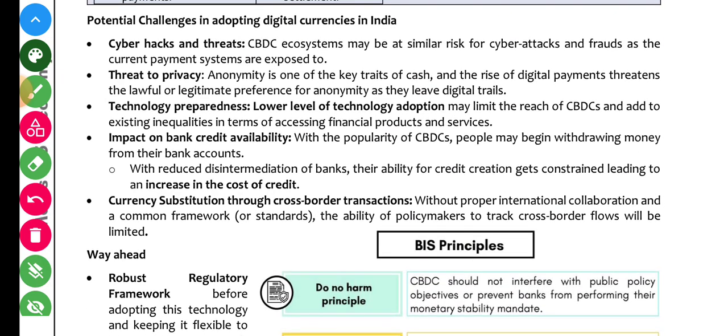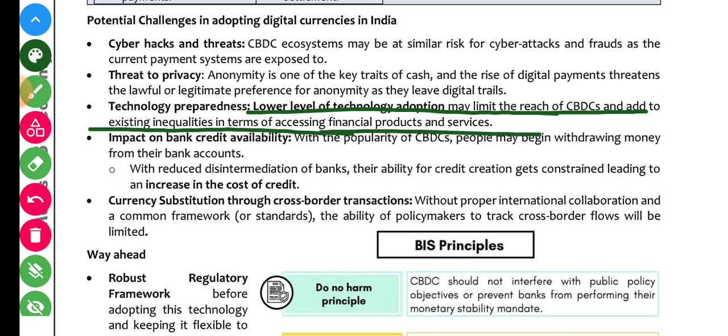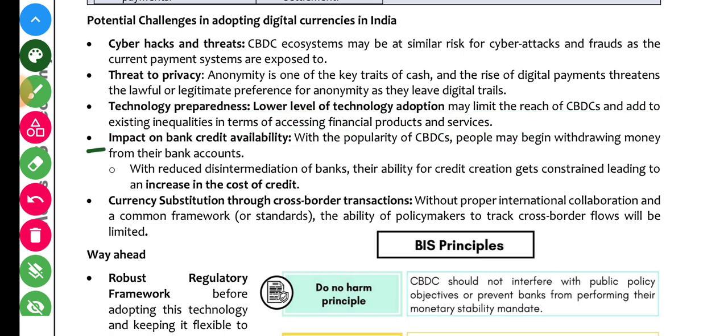Next are the potential challenges in adopting digital currencies in India: cyber hacks and threat to privacy, and technology preparedness. A lower level of technology adoption may limit the reach of CBDC and add to existing inequalities in accessing financial products and services. There is also an impact on bank credit availability and currency substitution through cross-border transactions. So keep this in mind.